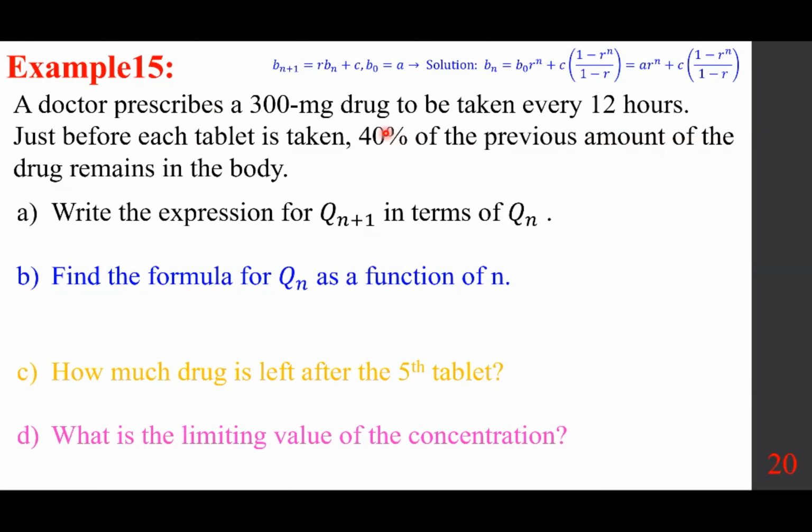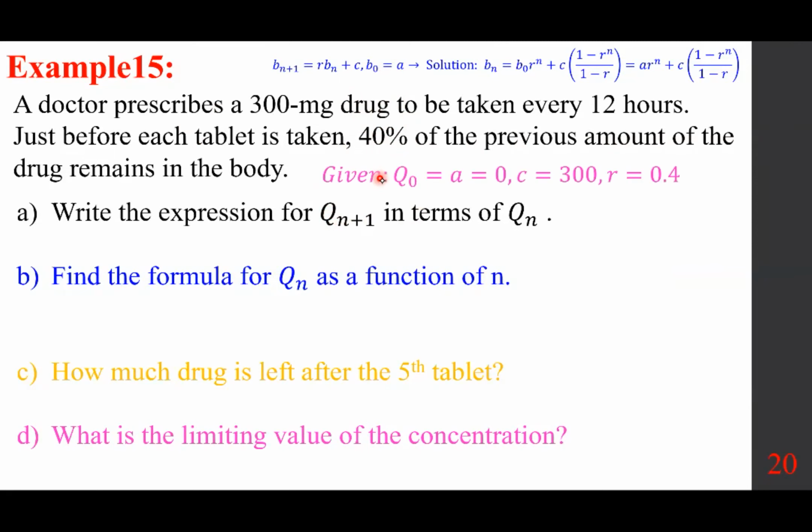What remains in the body is the ratio or the percentage. So R is 0.4. And of course, the initial value, B sub 0 or A, we're going to call it A or Q sub 0. That is 0 always when it comes to medication and patients.